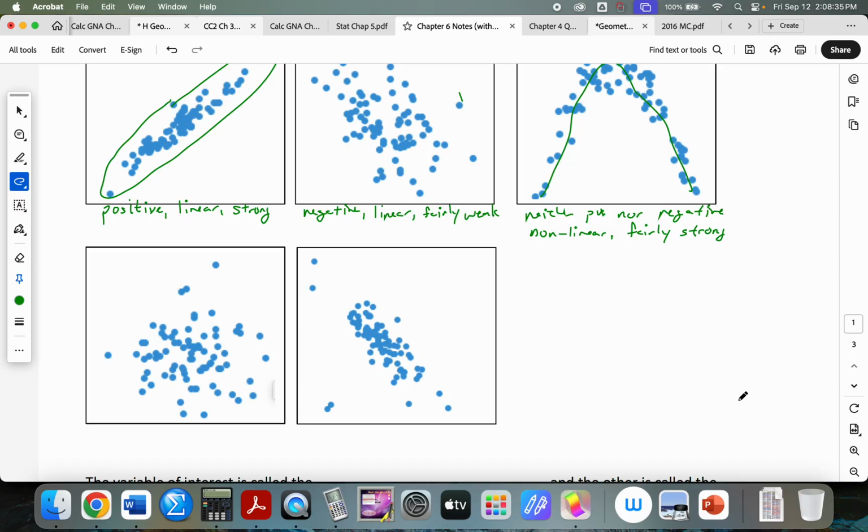How about this next one? Yeah, there's no real pattern here, is there? Sometimes as you move to the right, things go up. Sometimes as you move to the right, things go down. So we would say that there is no association.